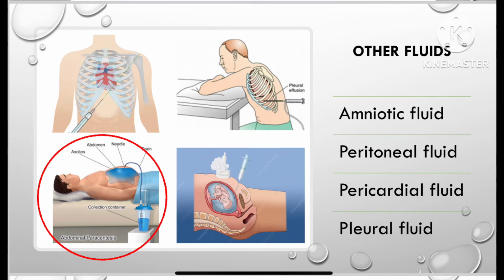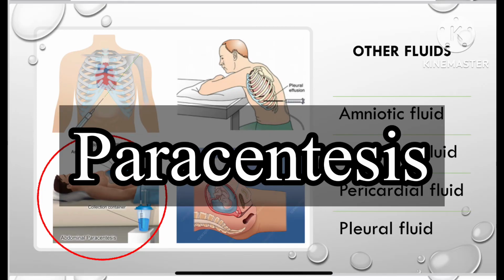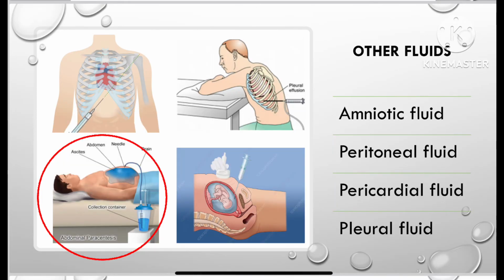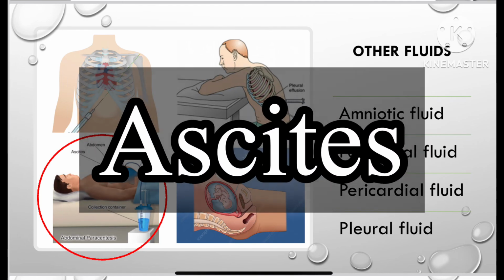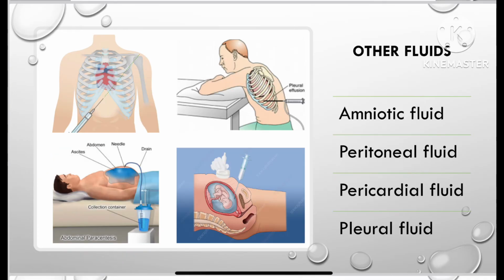The next fluid would be peritoneal fluid. So the collection is called abdominal paracentesis. This peritoneal fluid is collected in the peritoneum of the abdominal cavity, which lubricates the surface of tissue that lines the abdominal wall and the pelvic cavity. This peritoneal fluid is a serous fluid that covers most of the organs in the abdomen. An increased volume of peritoneal fluid is what we call ascites.